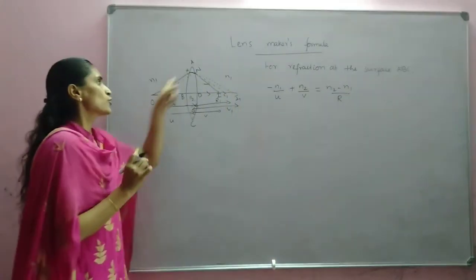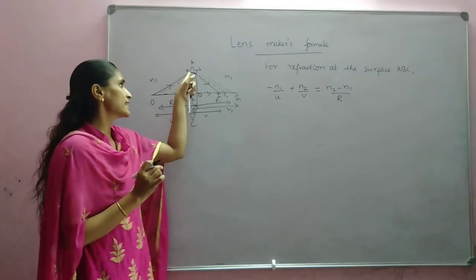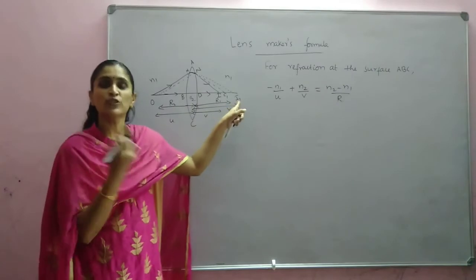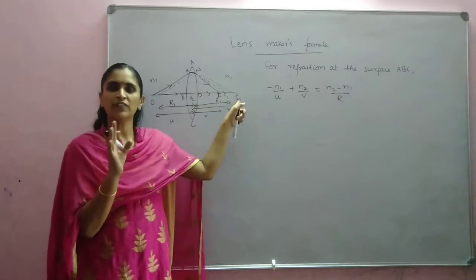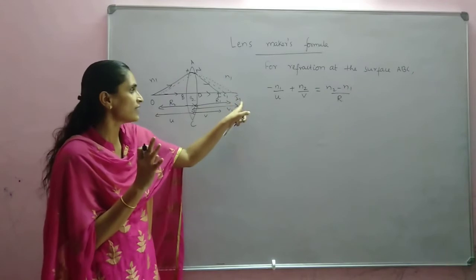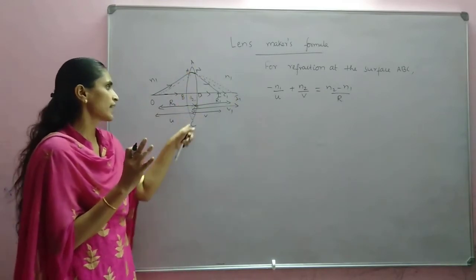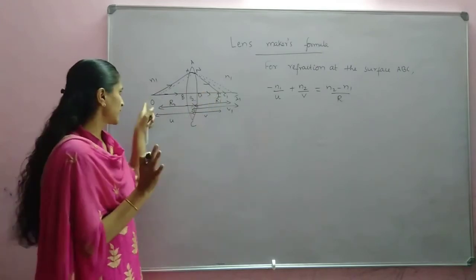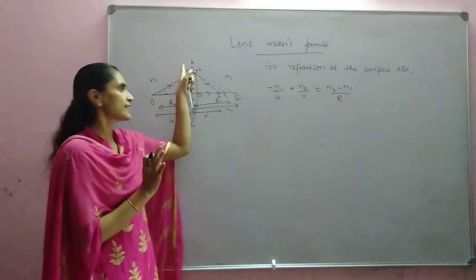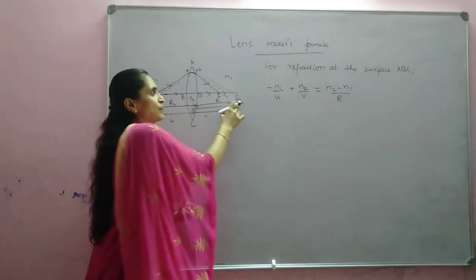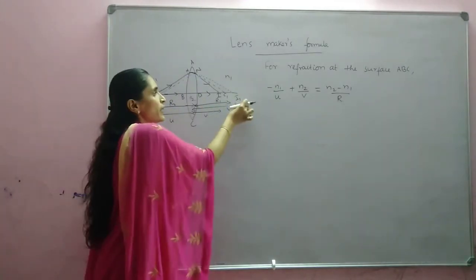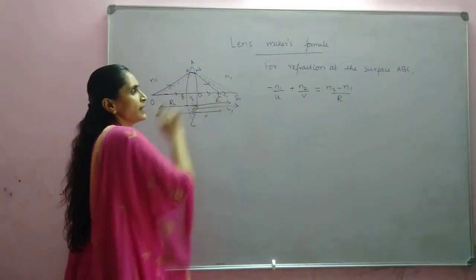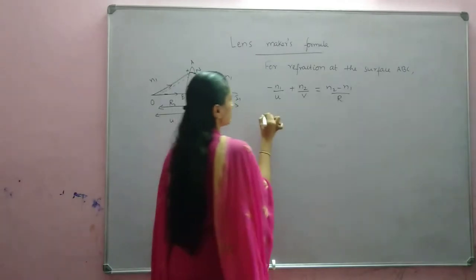Here what happens? When the light is incident at the surface ABC, it will form a virtual image at I1. I1 will be the image formed. And this I1 image is acting as the object for the second surface ADC, so that the final image is formed at I. Object is here, and when the light is incident on the surface ABC, both rays will form an image at I1, and that image is acting as the virtual object, so that the final image is formed at I. So if we apply here, what we will get?